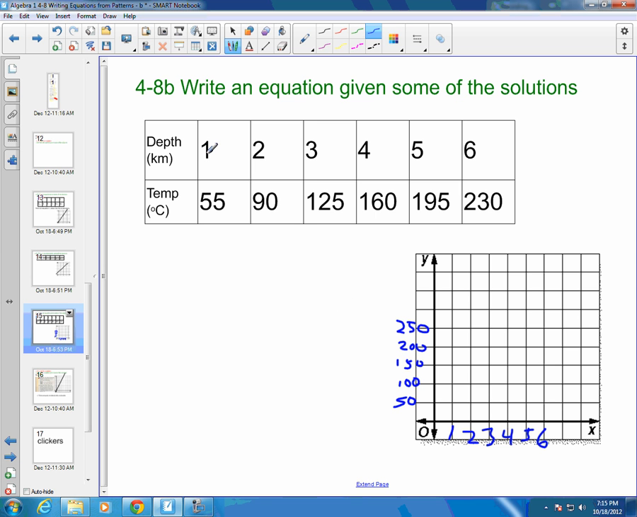So then I want to plot my points. I've got the point 1, 55, so that's going to be really close right here. I've got 2, 90, it's going to be close to the 100. 3, 125, that might be a little bit higher than that one, I point up a little bit. 4 is going to be at 160. 5 is at 195. And 6 is up at 230.